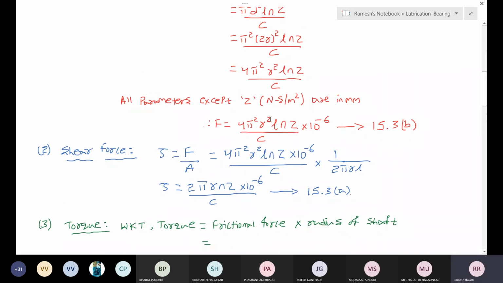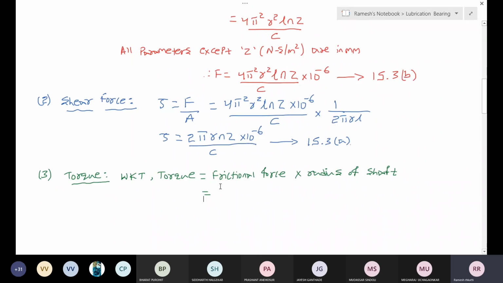Substitute the frictional force, whatever you have calculated, that is equation 15.3b. Substitute that frictional force multiplied by radius. Frictional force is 4 pi square r square L into n z into 10 raised to minus 6 divided by c, multiplied by radius. This will be r cube. Therefore, the torque is equal to 4 pi square r cube into L into n multiplied by absolute viscosity into 10 raised to minus 6.